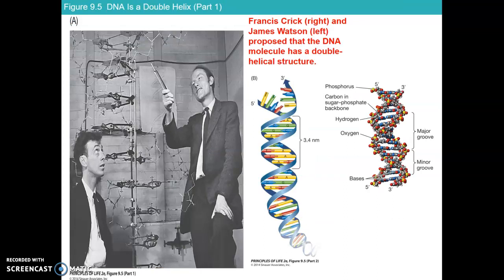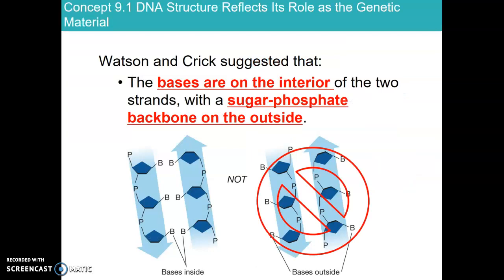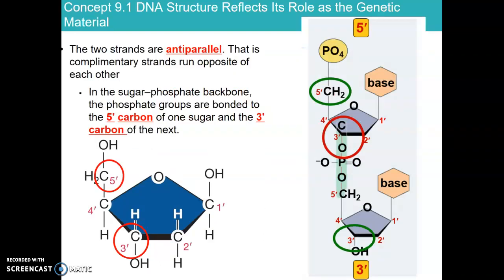There's Watson and Crick looking at their model. So Watson and Crick suggested that the bases, the nitrogenous bases, adenine, thymine, guanine, and cytosine, were on the interior of the helical structure, and the sugar and phosphate were the backbones on the outside, not the opposite, with the bases on the outside. So they call these two strands anti-parallel. That is, the complementary strands run opposite of each other, or they're flipped of each other.